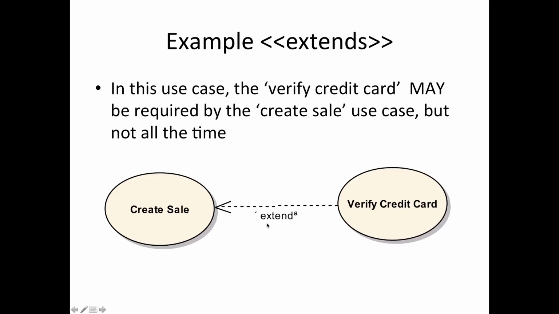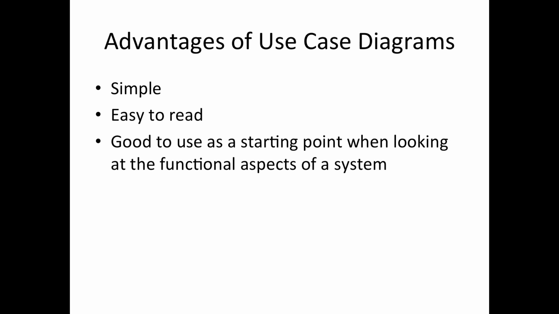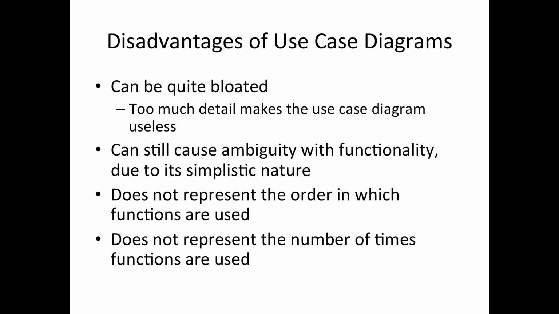Alright, so we're nearly come to the end of this. There's an example of an extend. I just showed you what an extend does. It's an optional extra. Now the advantages of the use case, they're simple, easy to read, good to use as a starting point when looking at the functional aspects of the system. Disadvantages can get quite bloated and complicated. Can still cause ambiguity. Remember, they're supposed to be a simple snapshot of the system, but sometimes they can be too simplistic. Does not represent the order in which functions are used.